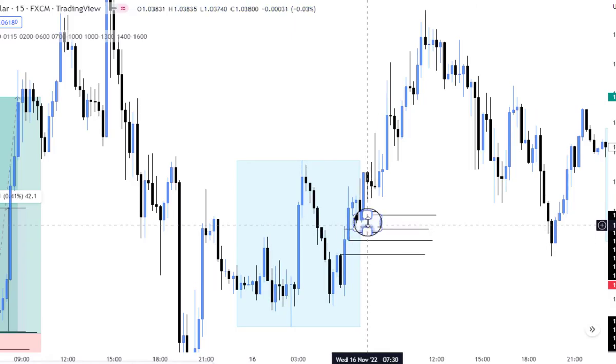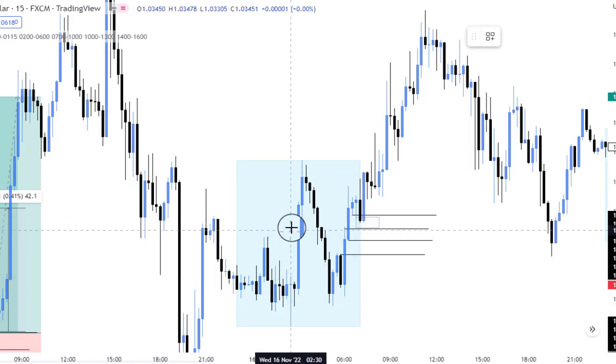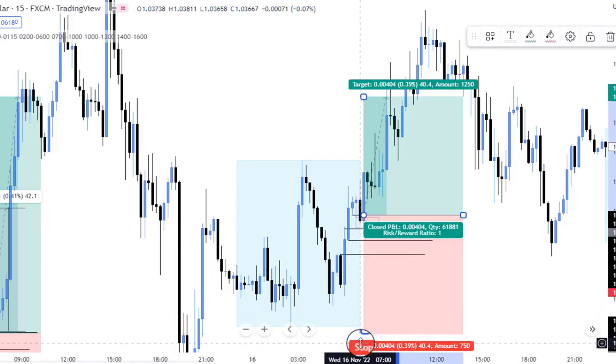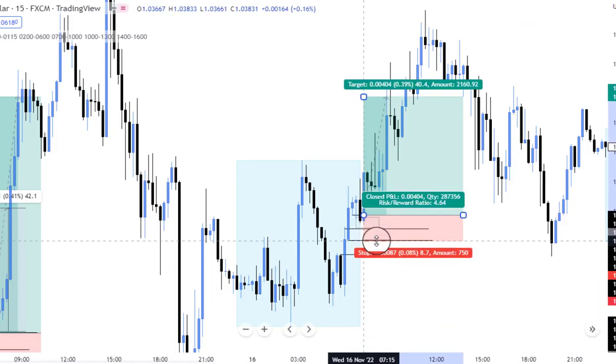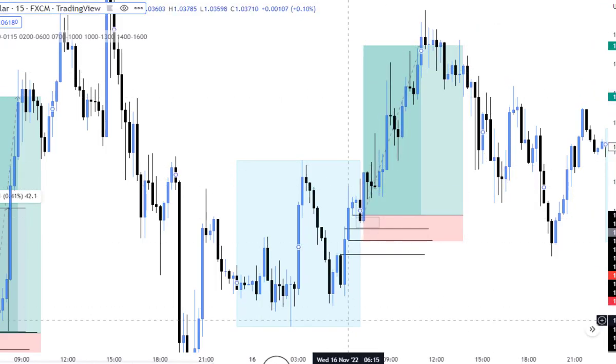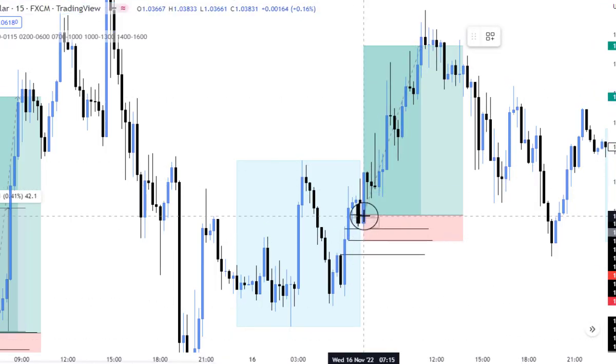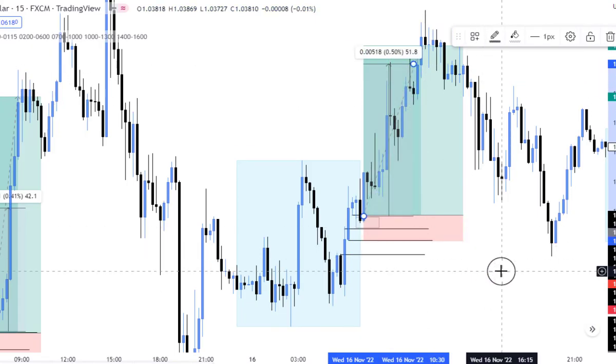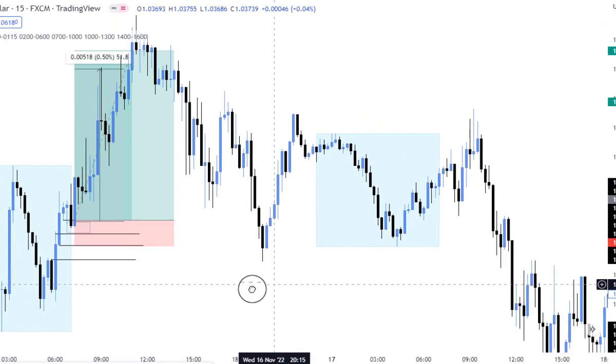So if you bought here, if you just took this buy, stop loss is below the fair value of the internal range. 40 pips is your target. This is even 50 pips, guys. You're out.